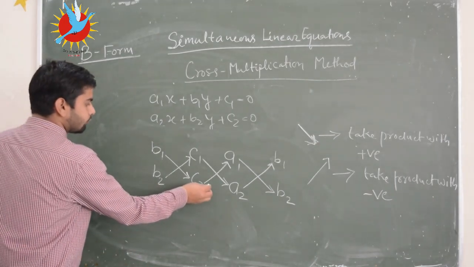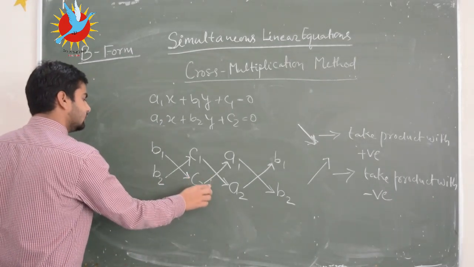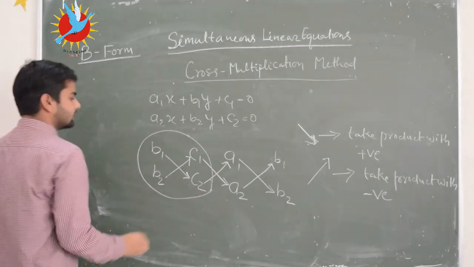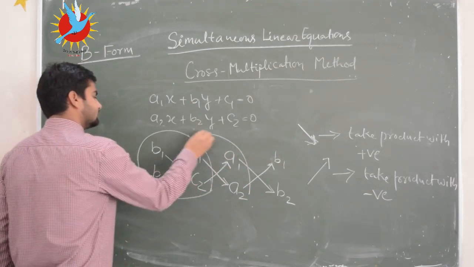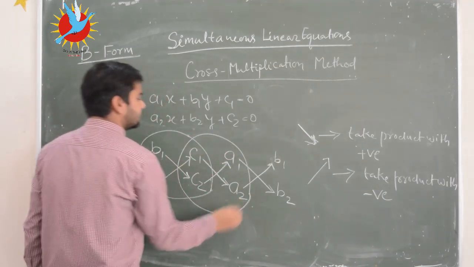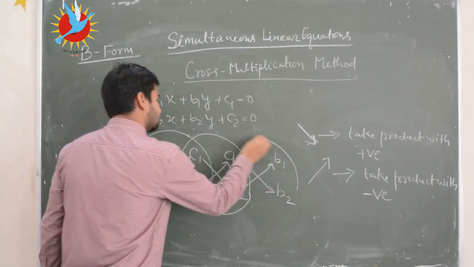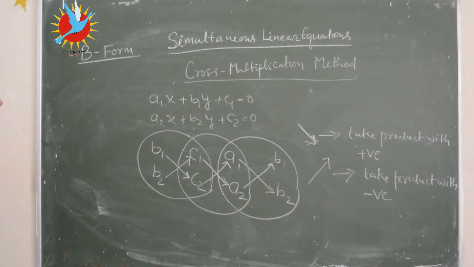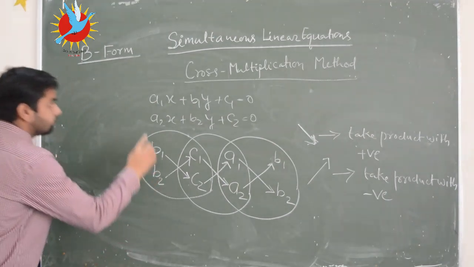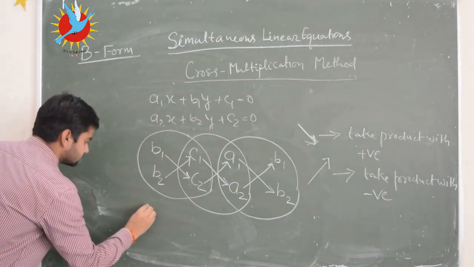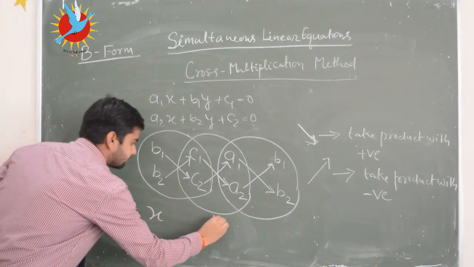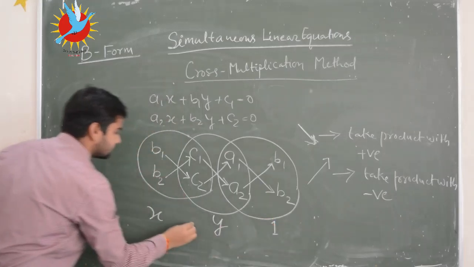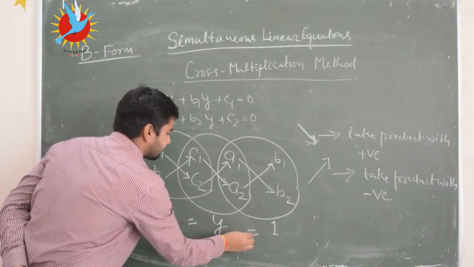Now we will make 3 pairs of the columns. The first pair is between the first column and second column, the second pair between the second column and third column, and the third pair between the third column and fourth column. Next we will write numbers. We have 2 unknowns, x and y, so first we will write x, then y, and then 1. And here we will add an equal sign.